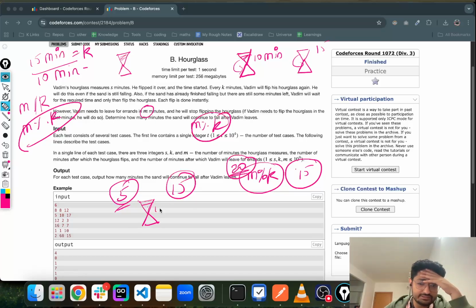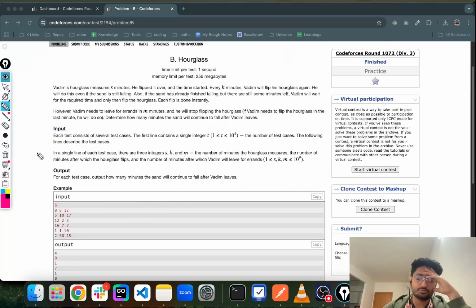You have 10 minutes here, and you leave after 5 minutes. So 5 minutes of sand will be here. So it means that whenever the last state comes, you will first do m mod k to get the last state. When you get the last state, there are two options.